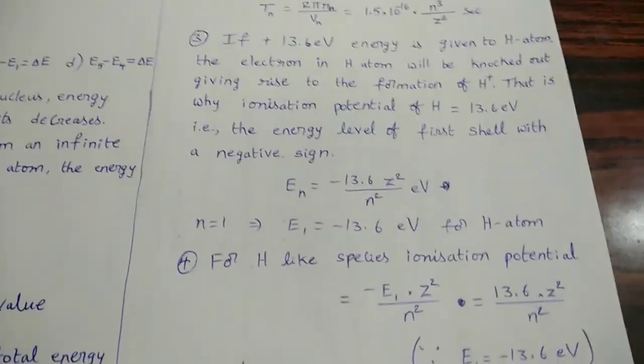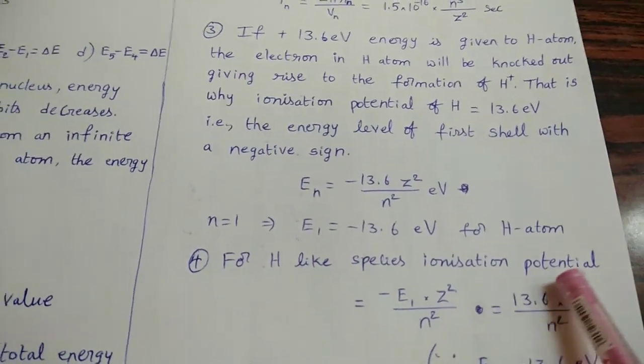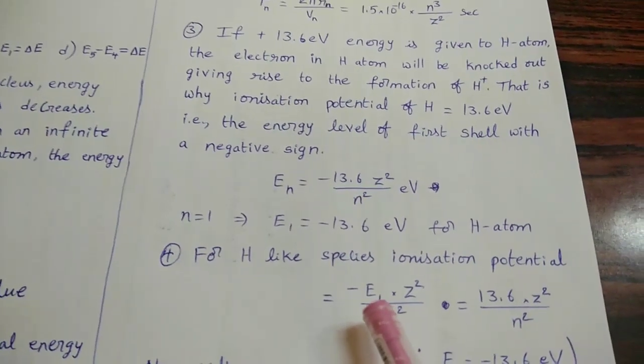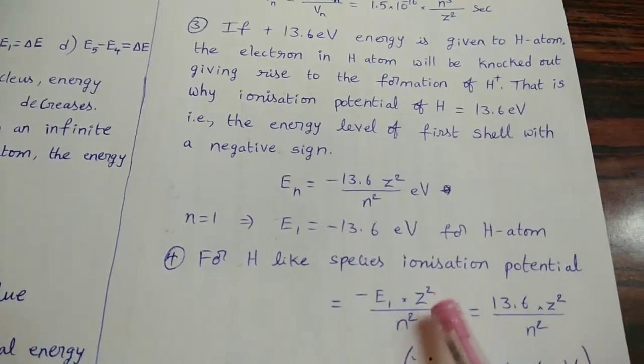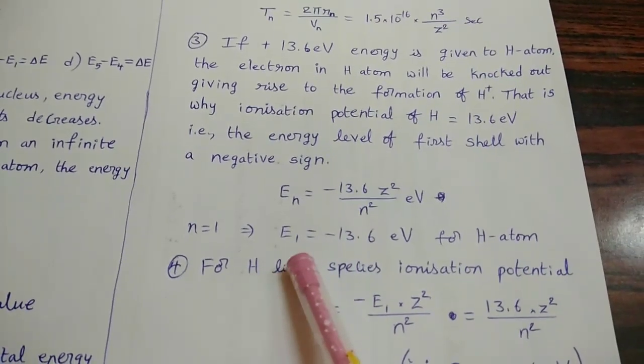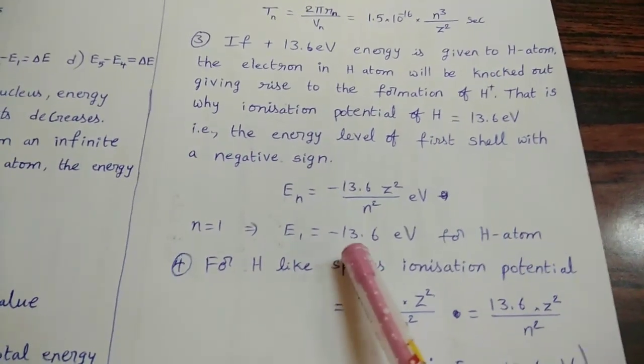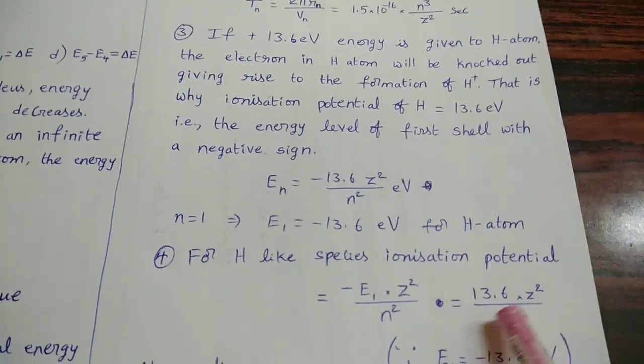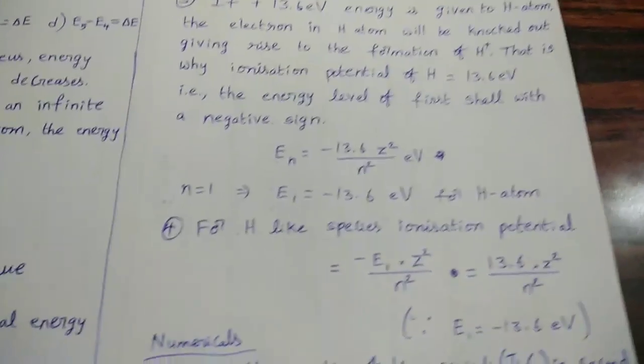Next, for hydrogen-like species, ionization potential equals minus E1 into Z square by n square. Actually, E1 means this one, and minus of minus means positive, so it is 13.6 into Z square by n square.